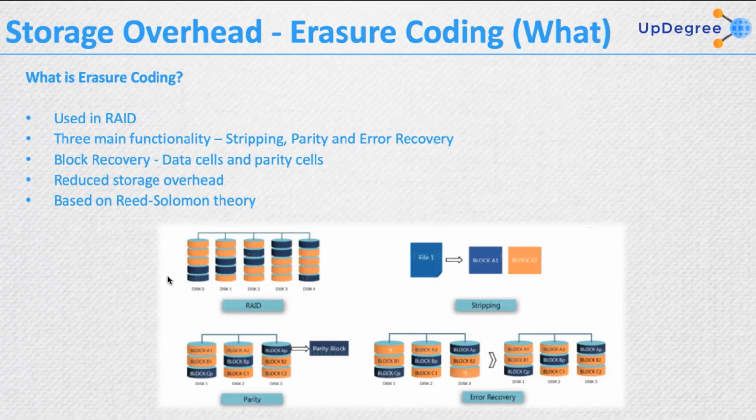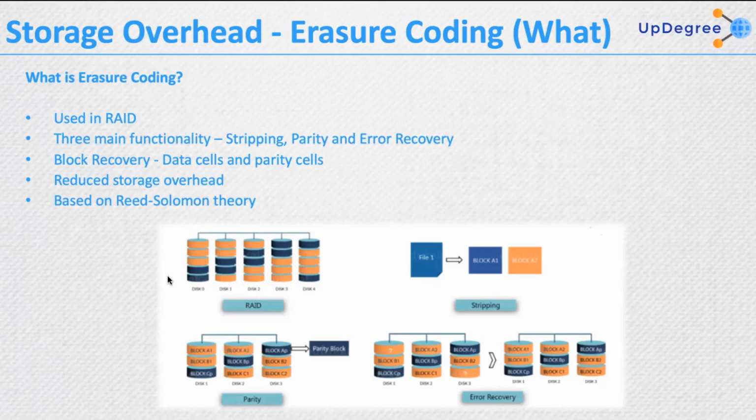So let's understand what exactly erasure coding is all about. This is nothing new, or I would say this technology has not come up just because of Hadoop 3x. It is already there, but people were not aware because it was not attached to the big data hype, right? So now with Hadoop 3x, people started knowing about what exactly erasure coding is. So there are three main functionalities.